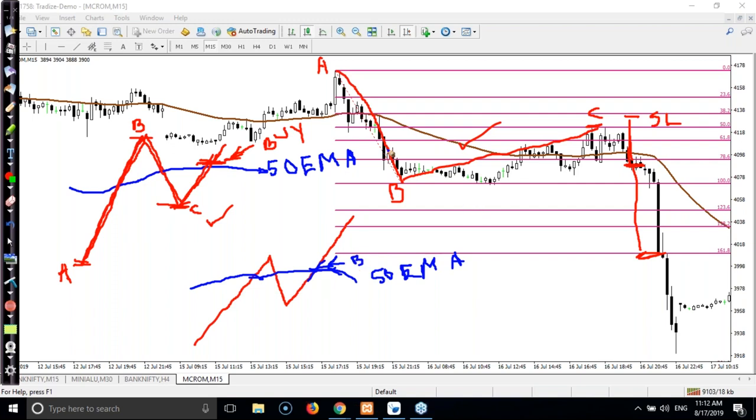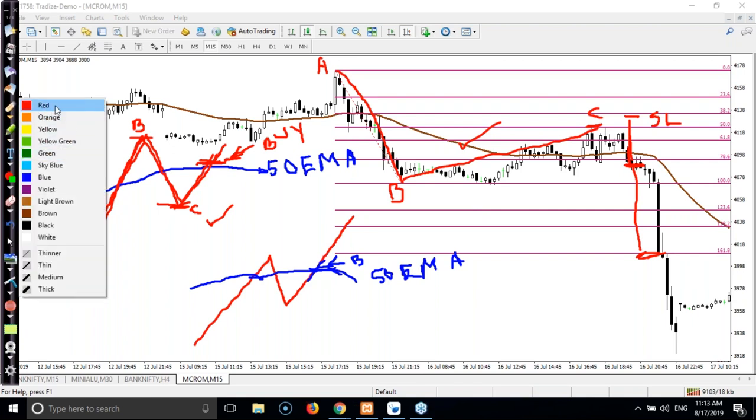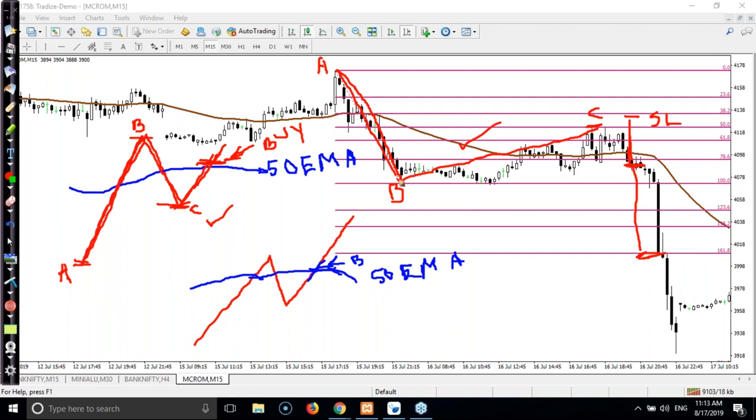Similarly, you can see here, this is the live market. We have seen this is AB, and after that they are doing retracement, and this is a C point. After that, they break this 50 exponential moving average level, so that means this is our sell entry, right? Criteria number one, first trading strategy.